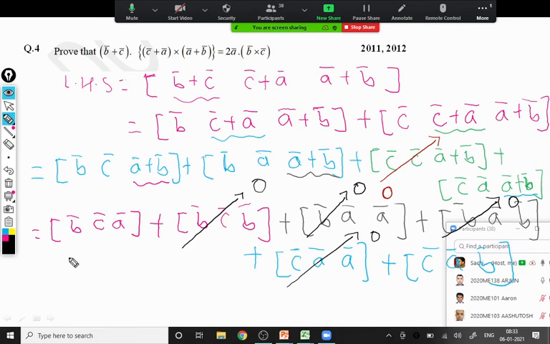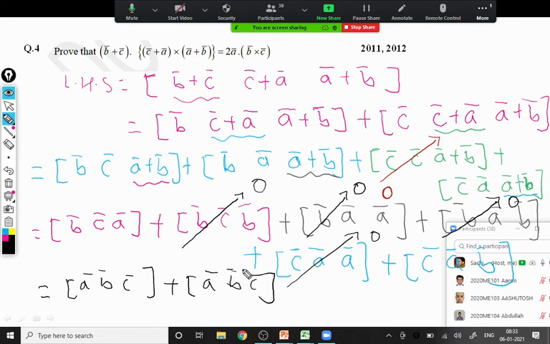Yes, if there is a cyclic change in ABC, they are the same. So first can be written as ABC, and last also can be written as ABC again, because of the cyclic change in ABC. So it is 2 times the box product ABC, and that is nothing but the RHS of the given expression. So we used just two properties: one is the distributive property, and the second is cyclic change in ABC. The value of a box product remains the same there.